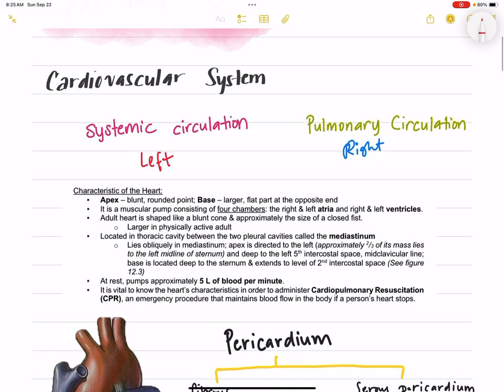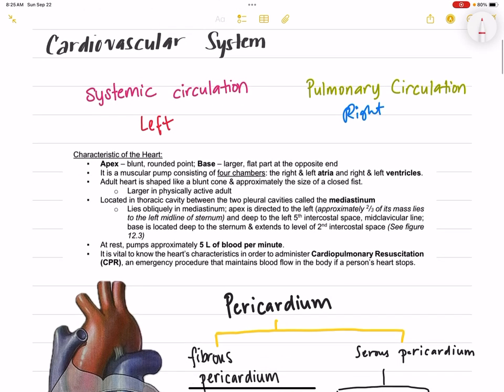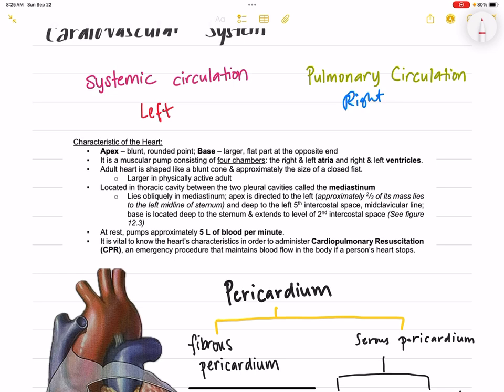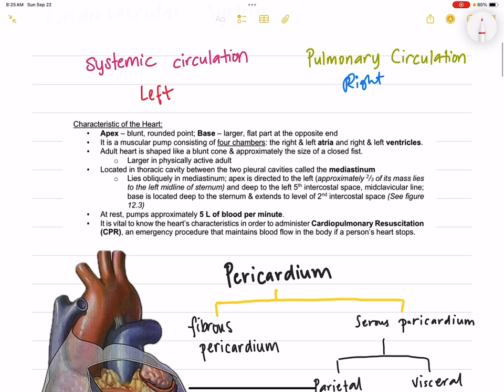So characteristics of the heart: ang apex is blunt, rounded point, ang base is larger, flat part at the opposite end. It is a muscular pump consisting of 4 chambers. So may kita right and left atria and right and left ventricles. Larger in physically active adult, located in thoracic cavity between the two pleural cavities called the mediastinum, lies obliquely in mediastinum. Apex is directed to the left. Okay? So sila ang location sang aton nga heart.